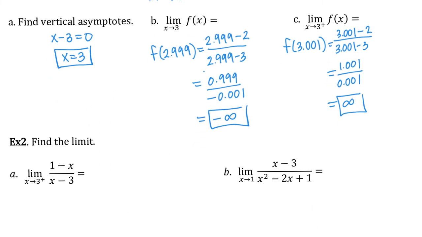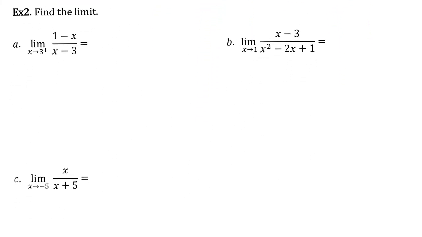Let's consider a couple other ones. Okay, let's look at 2. Okay, for example 2, for a, it's asking for the limit as x approaches 3 from the positive side of 1 minus x over x minus 3. And again, it looks like there's an asymptote at 3, so it's either going to be positive infinity or negative infinity. So from the positive side, let's consider something just a little bit higher than 3.